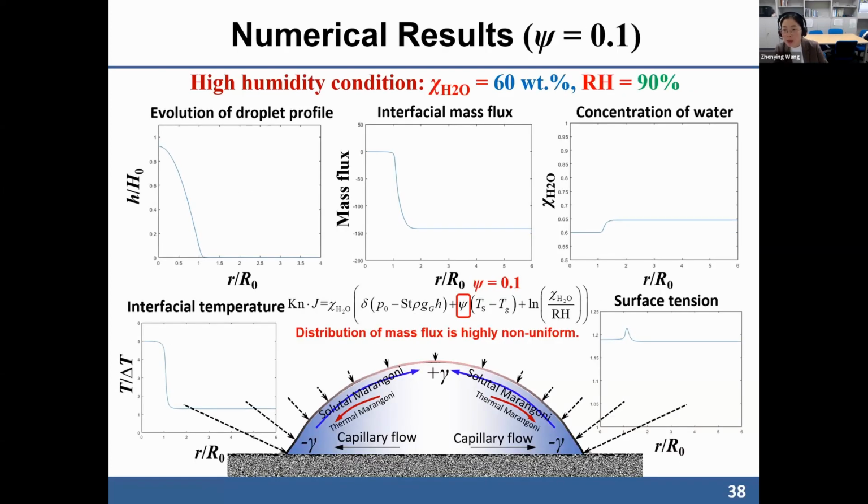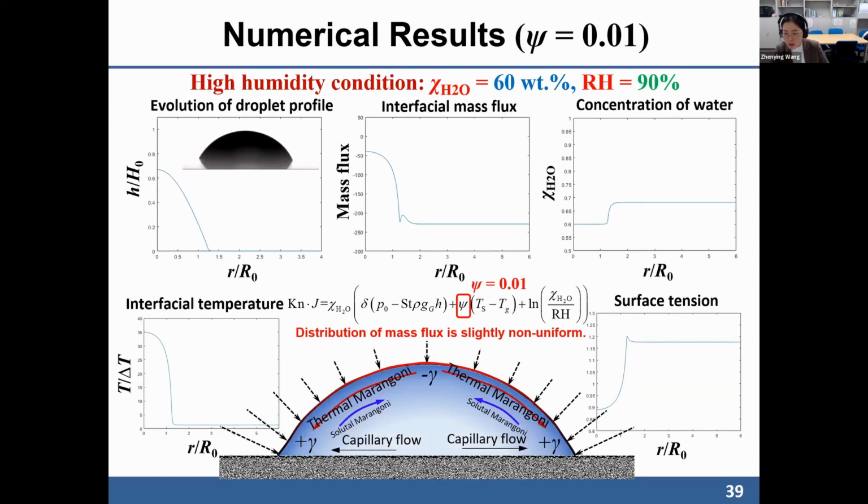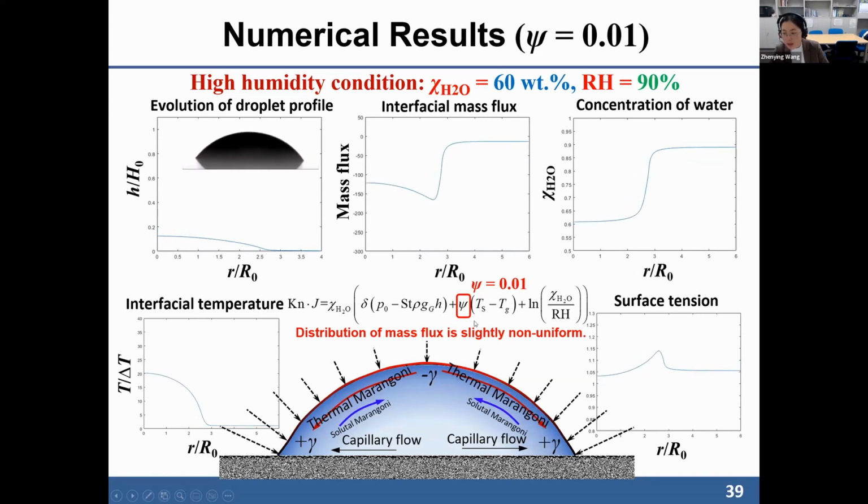And here are some numerical results about what happens inside this hygroscopic saline solution droplet. Here we can see that in this case, besides the capillary effect and the thermal-Marangoni effect, the solutal-Marangoni effect also starts to play an important role. The prediction of the droplet dynamics actually depends on the coefficient setting in our expression of the interfacial mass flux.